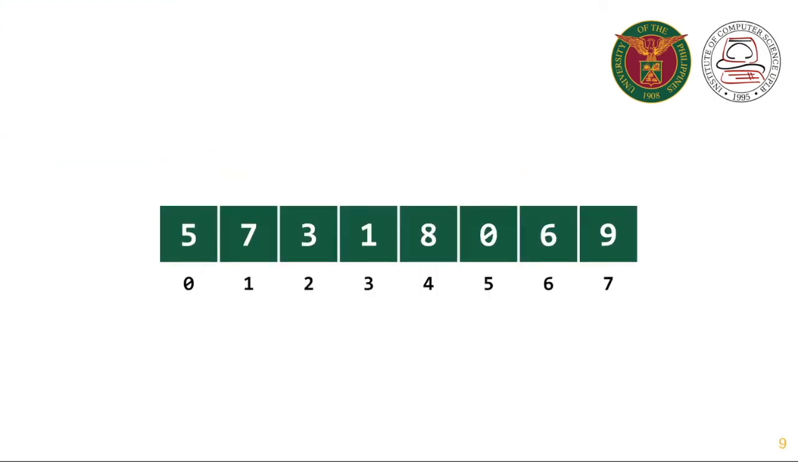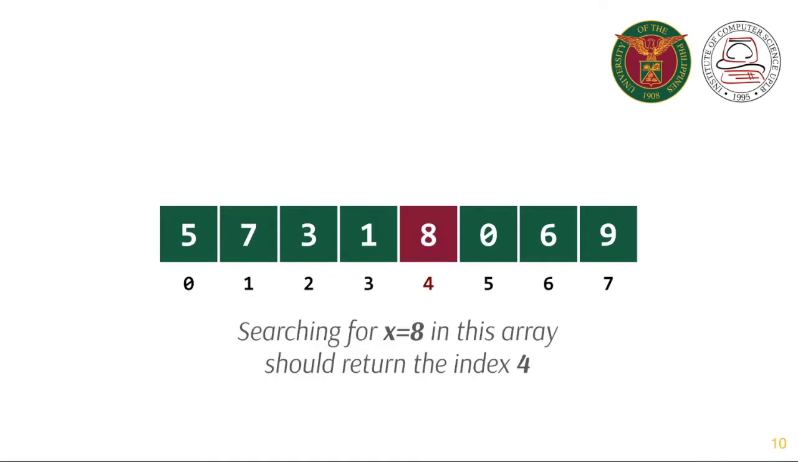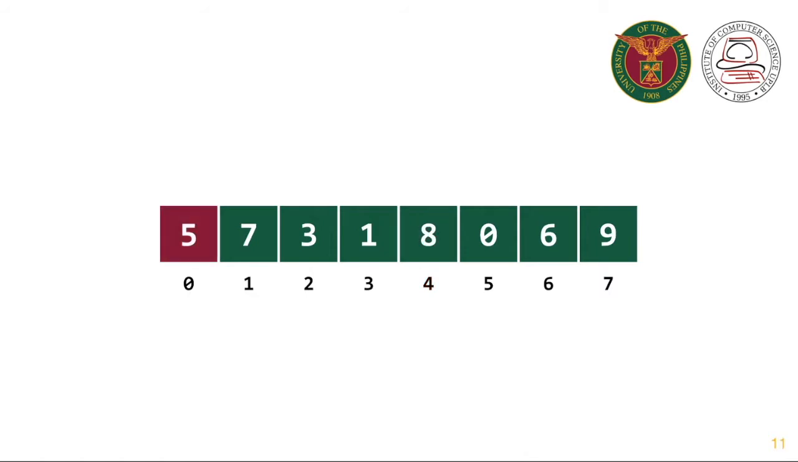Here's an example of a search algorithm. If you want to search for the value 8 in the list, our program should return the index 4. In this searching algorithm, we start by comparing the value 8 with the first item in the list, which is in index 0. Since 5 is not equal to 8, we proceed to the next item.